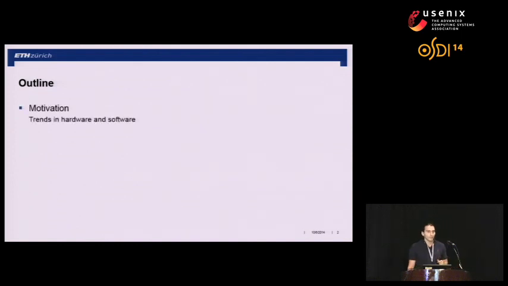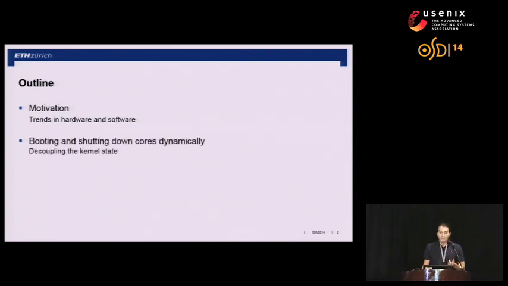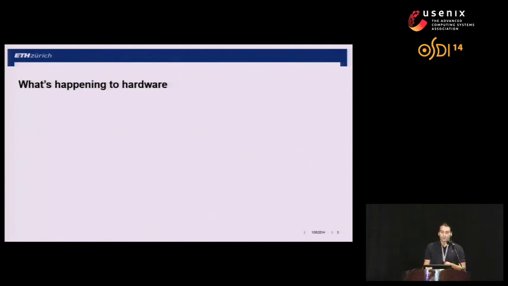First, we're going to see the motivation that led to this work based on trends in hardware and software. And then we're going to see how we built an infrastructure for booting and shutting down cores dynamically. We used there a way to decouple the kernel state, and this has some interesting use cases that we're going to see in the last part, in the evaluation section, for example, to do kernel updates or running specialized kernels in our OS.